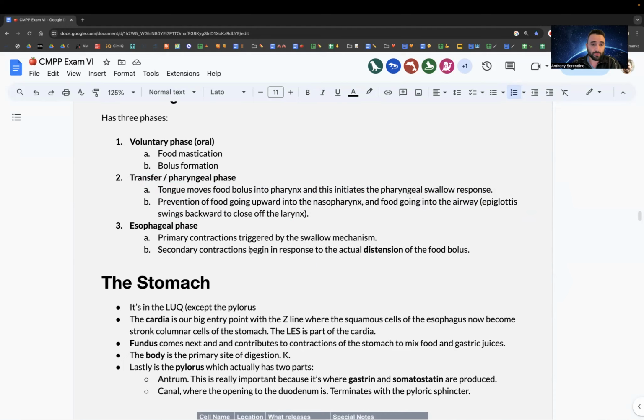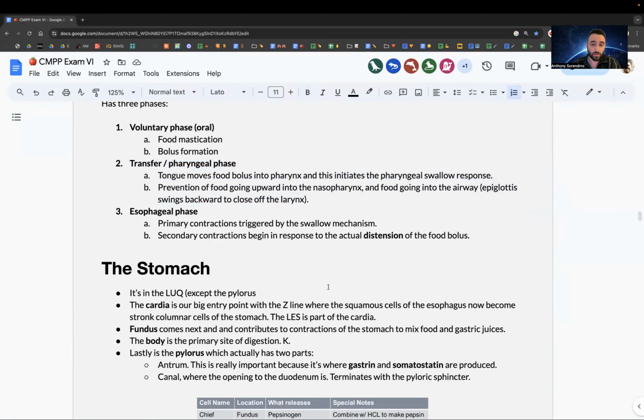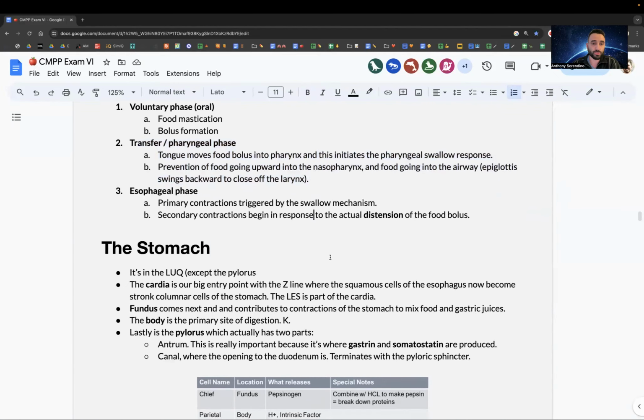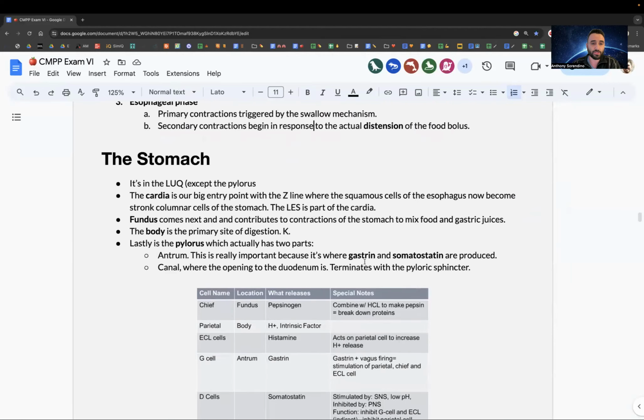And then we go into the esophageal phase, where this swallow response, swallow mechanism, is going to cause the contractions. And then more contractions will happen with the actual distension of the food bolus going down your esophagus.